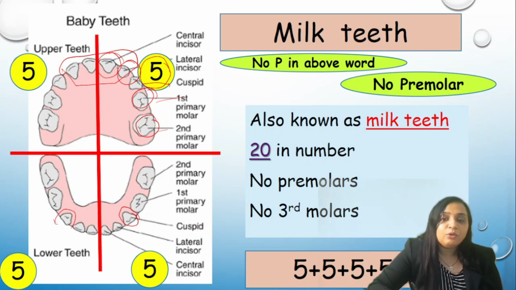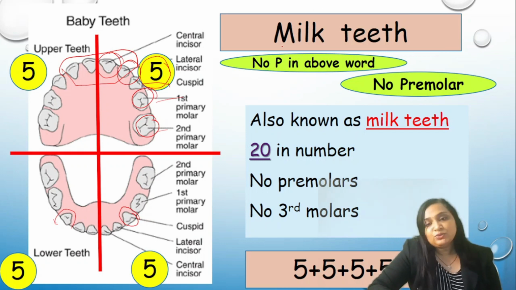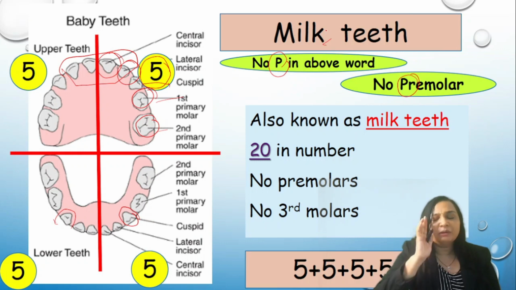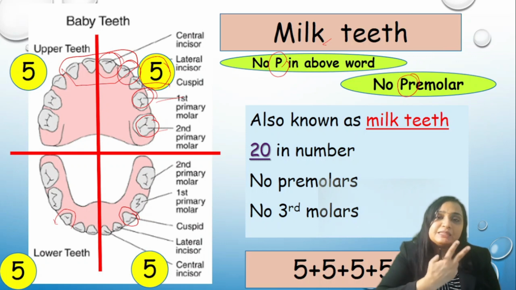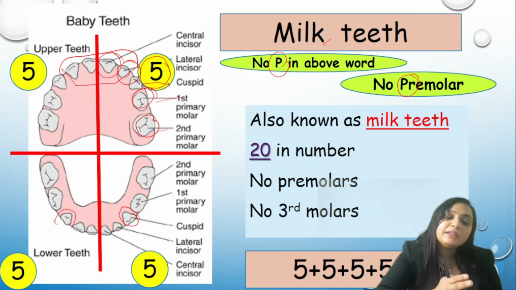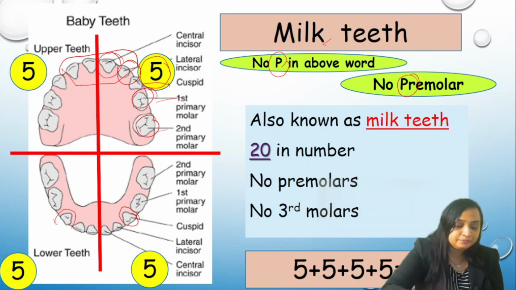No P in the above word. See, milk teeth. Can you see any P in this? No. So no P in the above word. So no premolar in milk teeth. Remember this. In milk teeth there is no P. So no premolar. Only central and lateral incisors, canine, first primary molar and second primary molar.